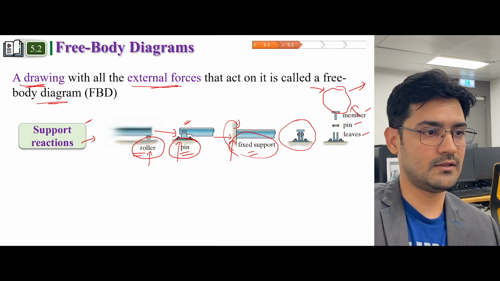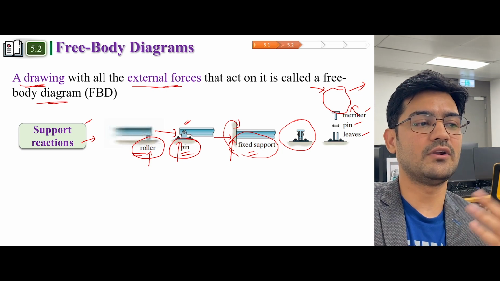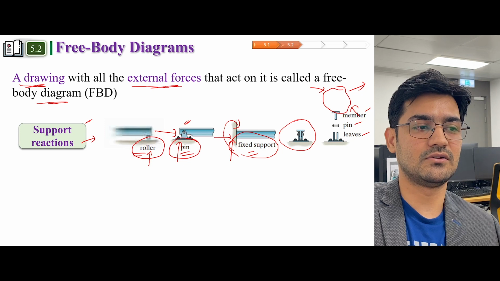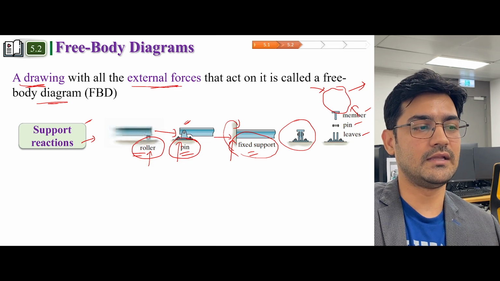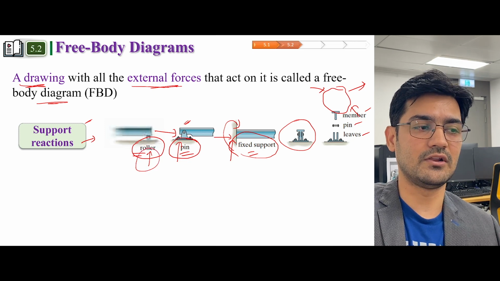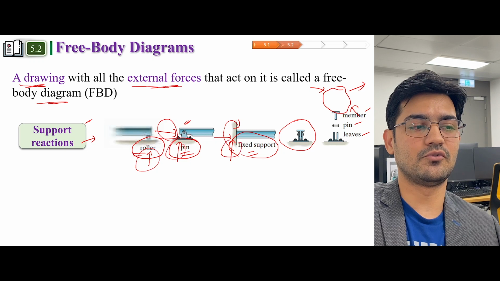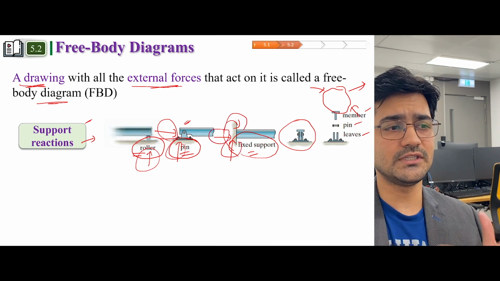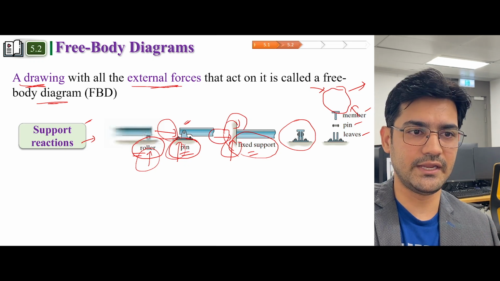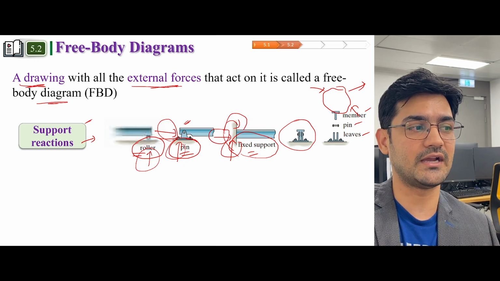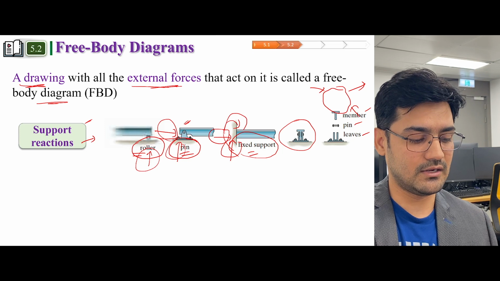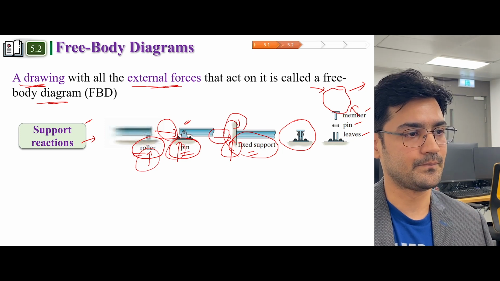So in the case of a pin, you don't have a reaction moment, and in the case of a roller, you have only one reaction, the vertical reaction. For the pin, you have two reactions, and for the fixed support, you have three reactions: horizontal, vertical, and moment. So these are basic terms, and we'll go into detail about these reactions in later chapters.